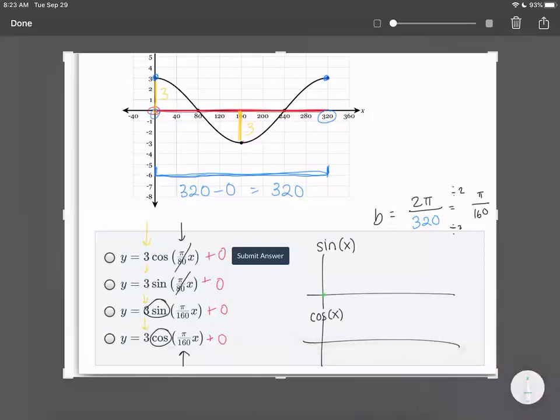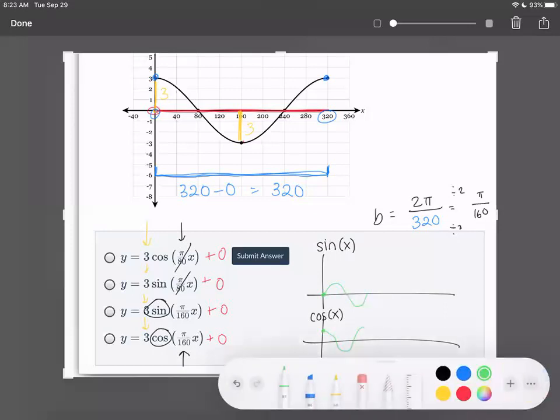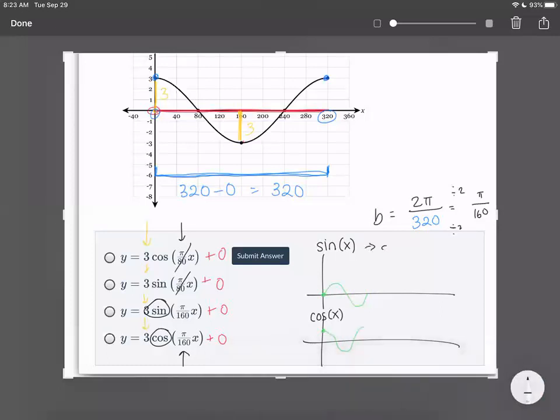Sine's going to start on your midline and then have that shape. Cosine's going to start above the midline and have that shape. So the key is where they start. Do they start on the midline or off the midline? Sine starts on the midline. And when I say start, I mean like the y-axis, where they start is right here on this axis. And then cosine starts not on the midline, so either above or below.